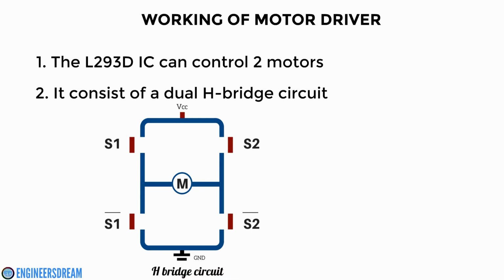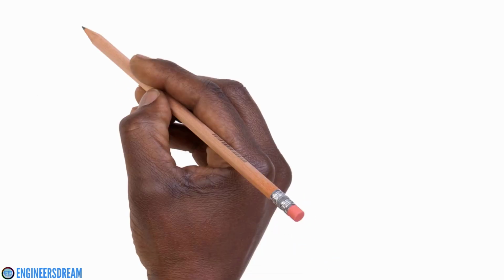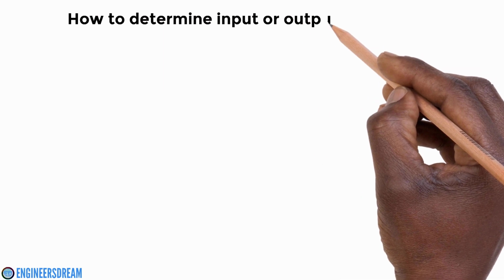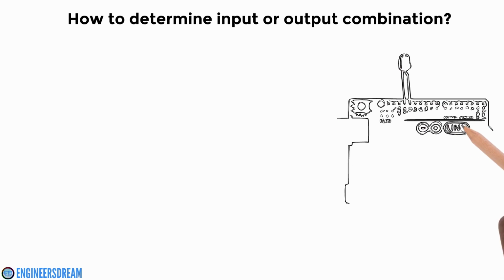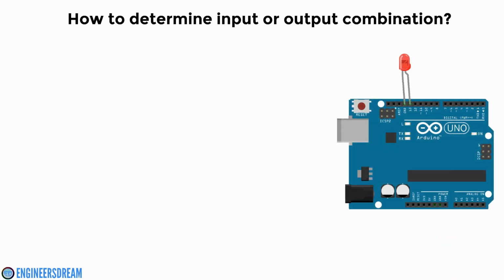Now, before I start explaining the working of the motor driver, let me explain a very simple concept. If you want to determine the number of input or output combinations according to the devices you have, then there is a very simple formula for that. For example, in the first section, we wrote a program to blink the LED. Since we had only one LED, there are 2 outputs possible. First, your LED will be high. Second, your LED will be low.